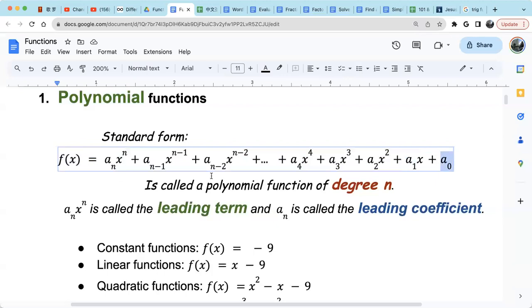So all those a's are just some numbers. They are not variables. The only variable here is x. So we see x raised to the n-th power, x raised to n minus 1, x raised to n minus 2, x raised to 4, x raised to 3, x squared, x means x raised to 1, then the constant term. The constant term is a sub 0. It's read as a naught.